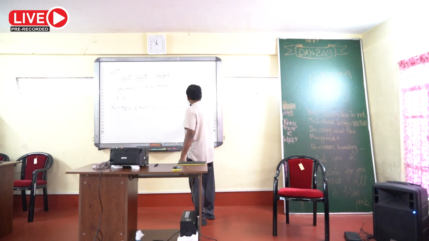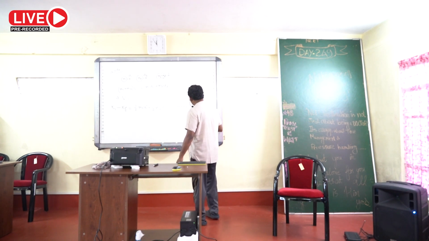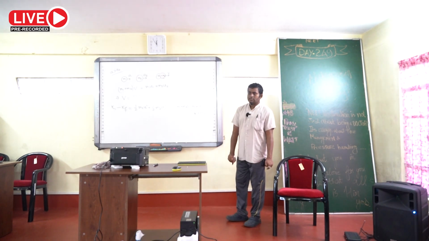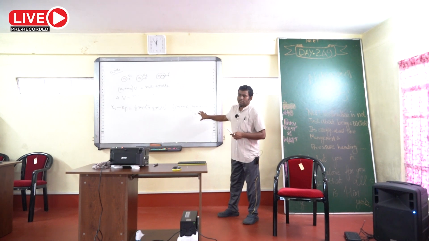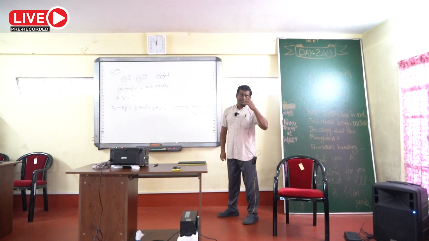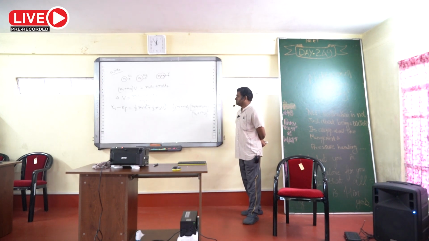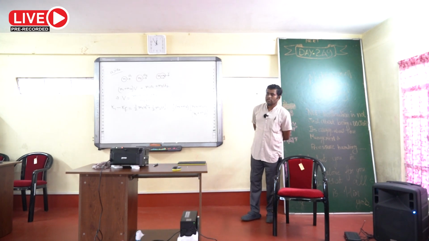So I can write m1 u1 plus m2 u2 whole square divided by m1 plus m2 whole square. This one. The entire value of v I have substituted here for v square.